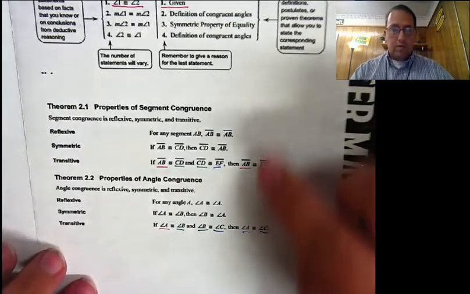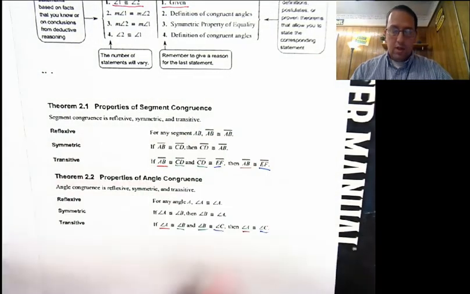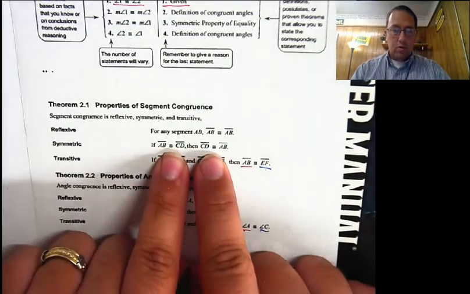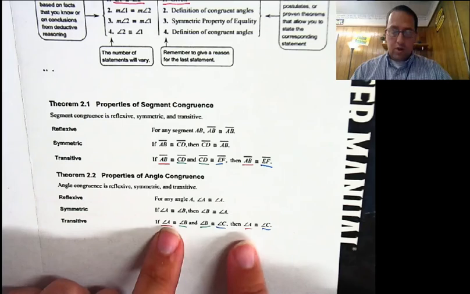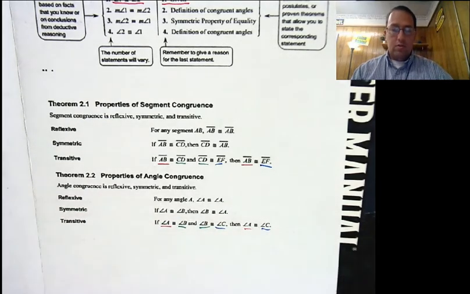And don't forget, we do have some more properties here. Reflexive: things are congruent to themselves. Symmetric: you can change the order of your congruent statement. And transitive: if two things are congruent to the same thing, then those two things are congruent to each other.